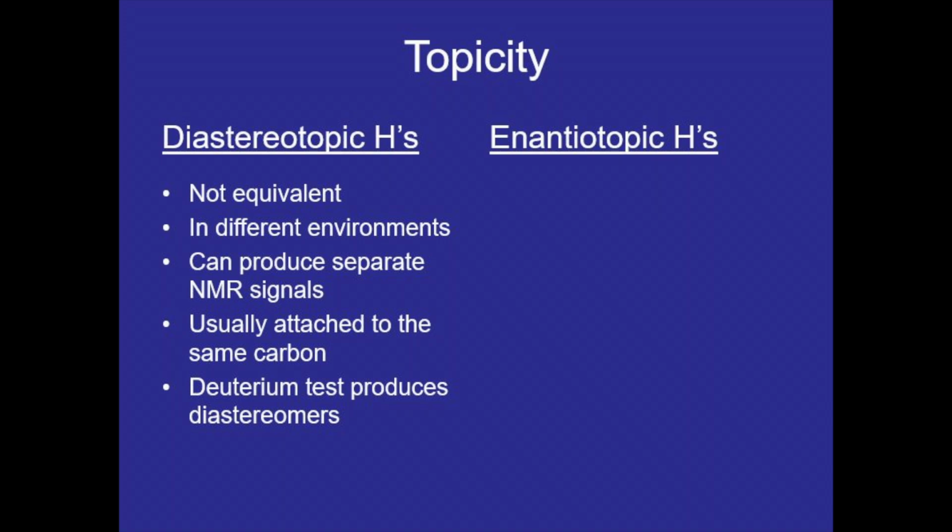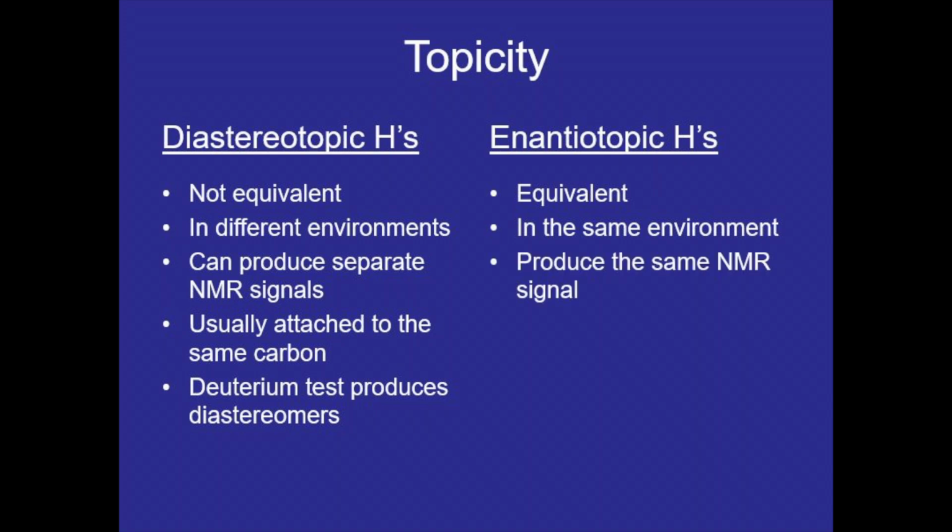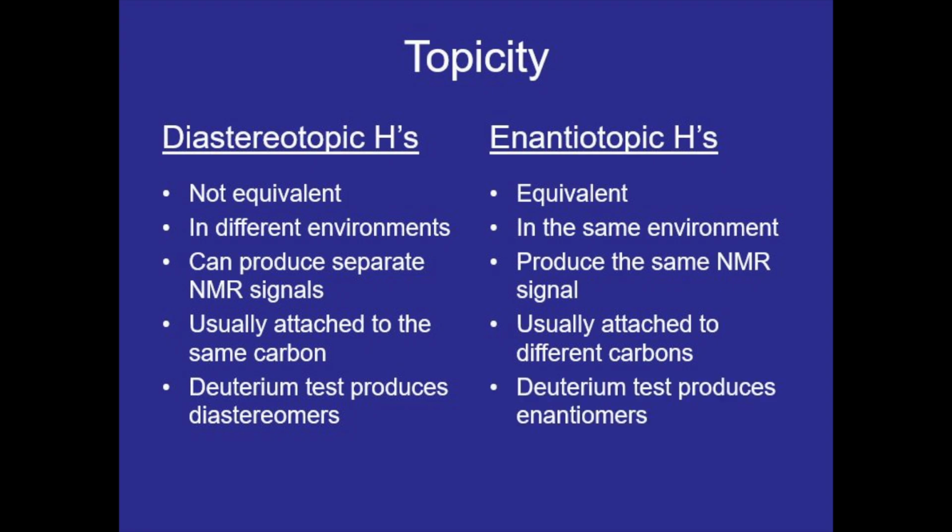These hydrogens are basically the opposite of diastereotopic hydrogens. They are equivalent because they will be in the same chemical environment and will produce the same NMR signal. They're usually attached to separate carbons, and when we perform the deuterium test, the two structures produced will be enantiomers of each other. When analyzing these kinds of hydrogens, we have to consider the 3D structure of the molecule. So let's look at this alcohol as an example. And like the cyclohexanol, this carbon wouldn't be considered a stereocenter because the molecule is symmetric, but we had to consider the 3D structure so that we can correctly analyze these two hydrogens.